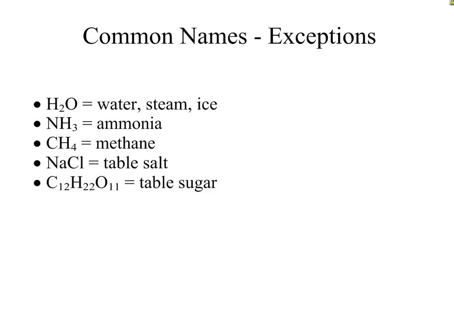We're going to learn a system for naming. However, we want to keep in mind that we will come across several common names that have kind of stuck over time. For instance, water has a common name, ammonia, NH3, methane, table salt, NaCl, and table sugar. So expect that we may see some things that have both systematic names and common names.